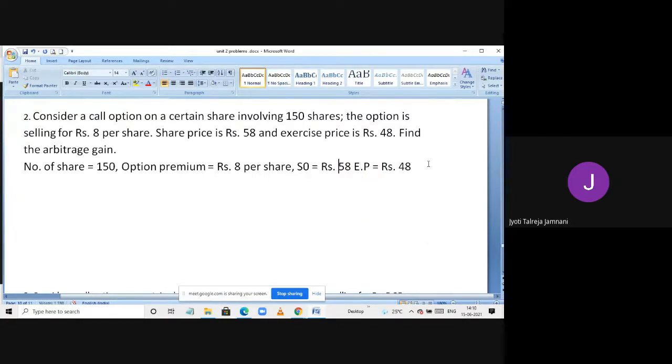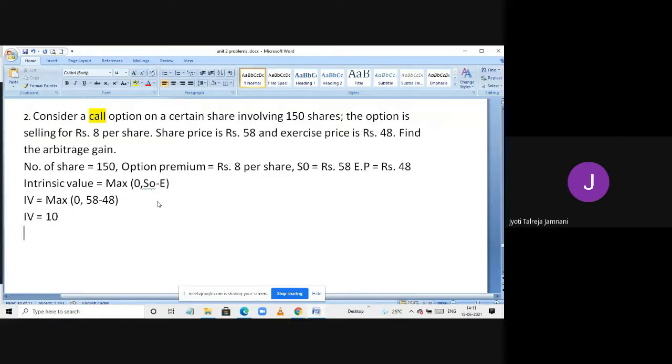So for that, what is the first step? We have to find the intrinsic value. Okay, intrinsic value. Now this is a call option. So we have to use the formula of call option. We need to do maximum of 0, S naught minus E. In this formula, we are going to solve the intrinsic value. Maximum of 0, comma, S naught is 58 minus E is 48. 58 minus 48, 10 rupees is the gain. So your intrinsic value is 10 rupees.